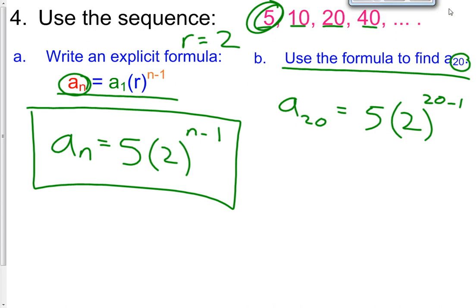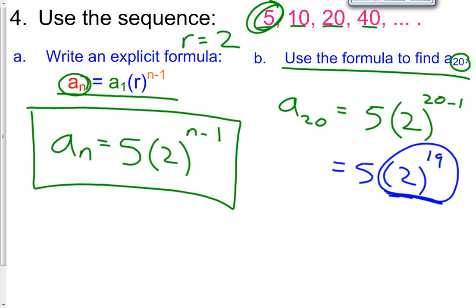So now you can do the rest in your calculator. It's 5 times 2 raised to the 19th. Make sure you do order of operations though, so make sure you do the exponents first. It's 2 raised to the 19th power, get that value, and then multiply it by 5. And that's the value of your 20th term. Why don't you try that in your calculator?